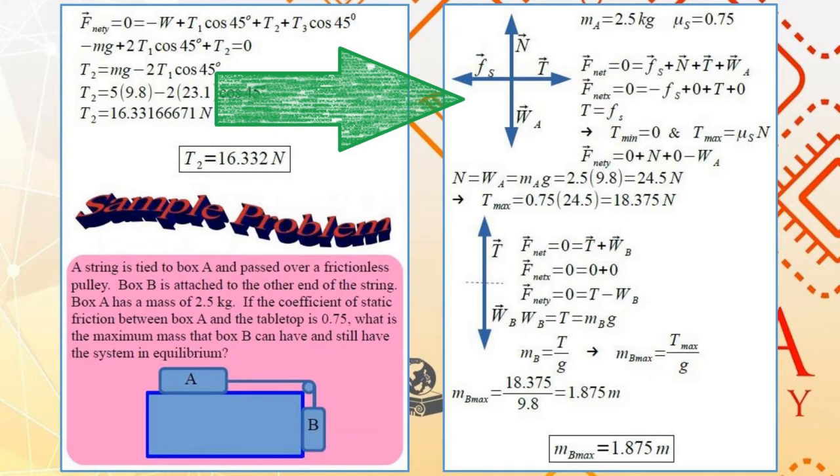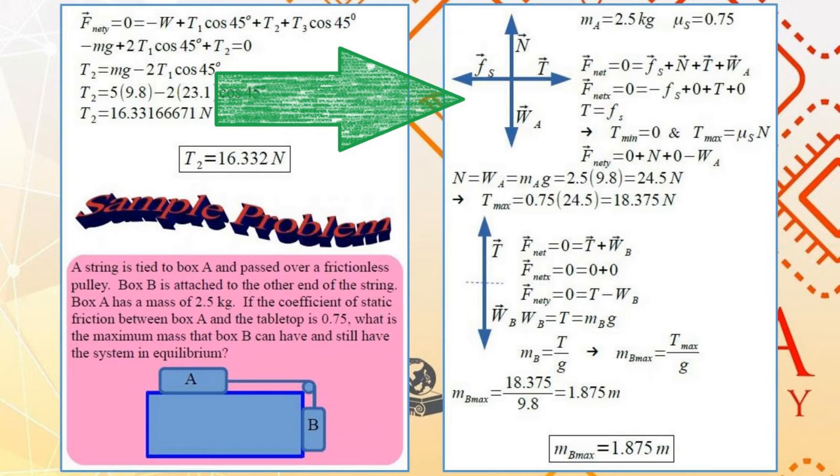The x component equation therefore tells us that the magnitude of tension is just the same as the magnitude of the static friction. And we know that static friction magnitude ranges from 0 to mu sub s N. Static friction has minimum and maximum values. Tension therefore also has minimum and maximum values. Minimum tension is 0, maximum tension is mu s N.